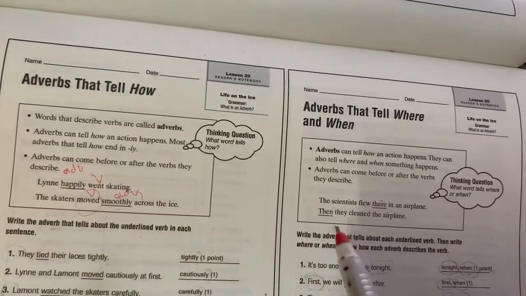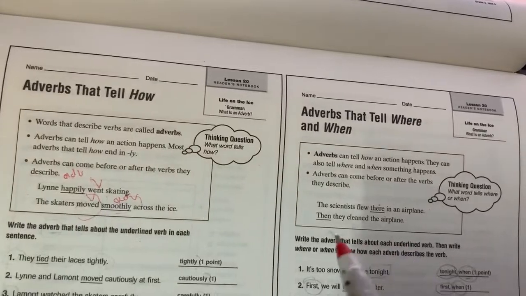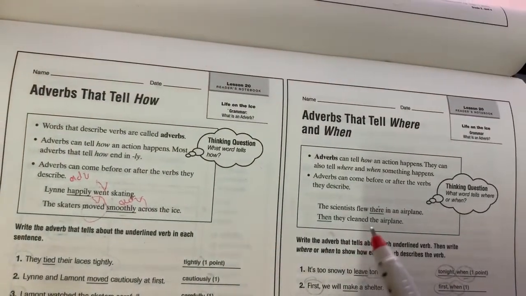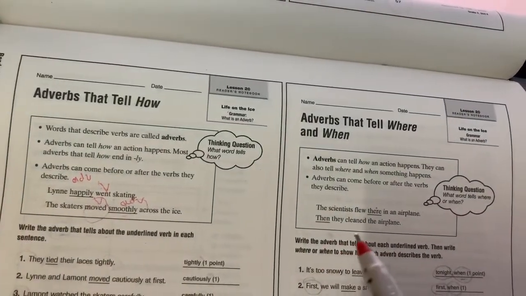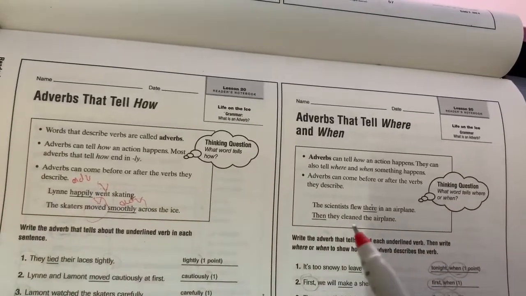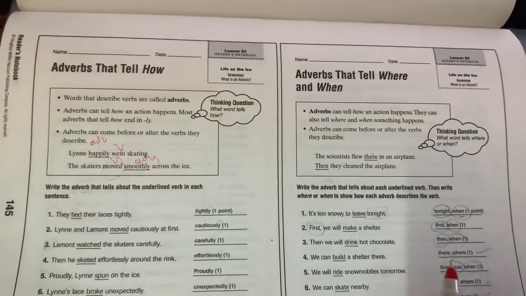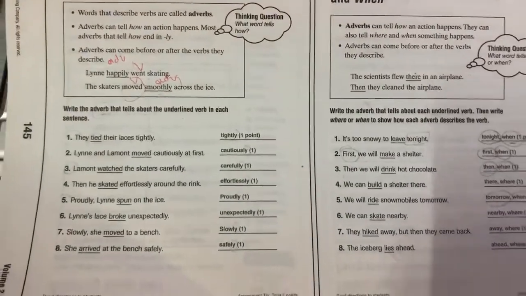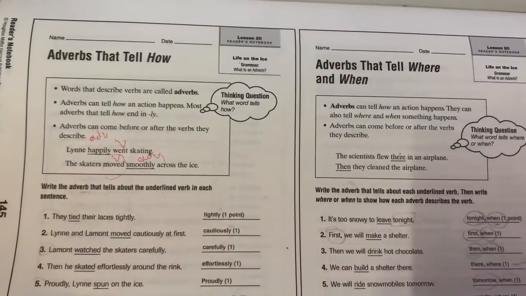Number 2, then they cleaned the airplane. When did they clean the airplane? Then they cleaned the airplane. Look at this example. We have more examples here to show you types of adverbs.